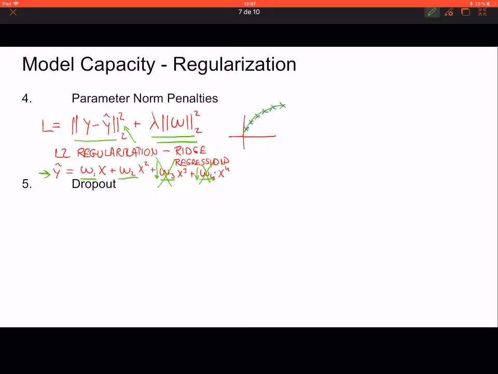So this was for linear regression, but it also applies to neural networks. And let me just draw a picture of how this looks. So I can have, again, a loss function that looks like this. These are my contours. So each of the points on these curves has the same loss, the same mean square error.